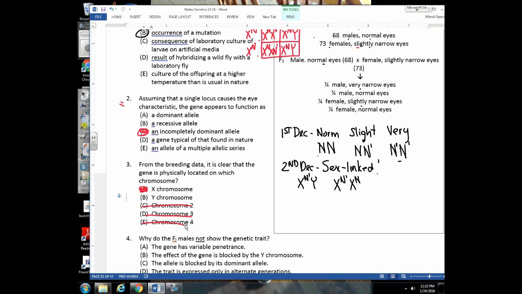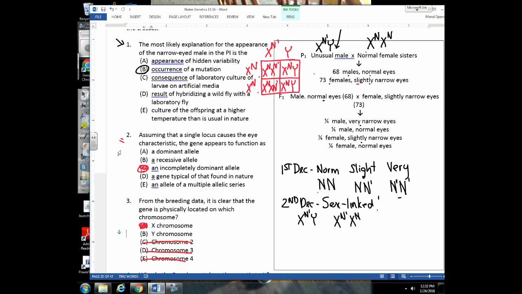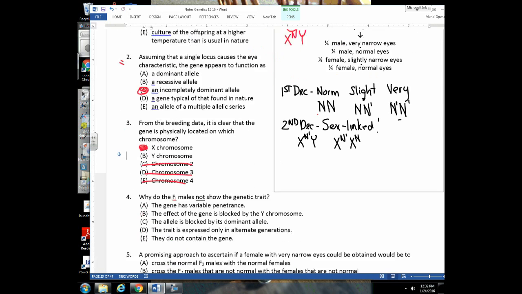Question 4 says, why did the F1 females not show the genetic trait? So we might have to work out another Punnett square here. So let's take a look at those F1 males that are normal. Well, we know that they're the F1 generation because we took the normal males here and we crossed them with one of these females here. So this normal male is X Y. Let's go down and look at the answers here.